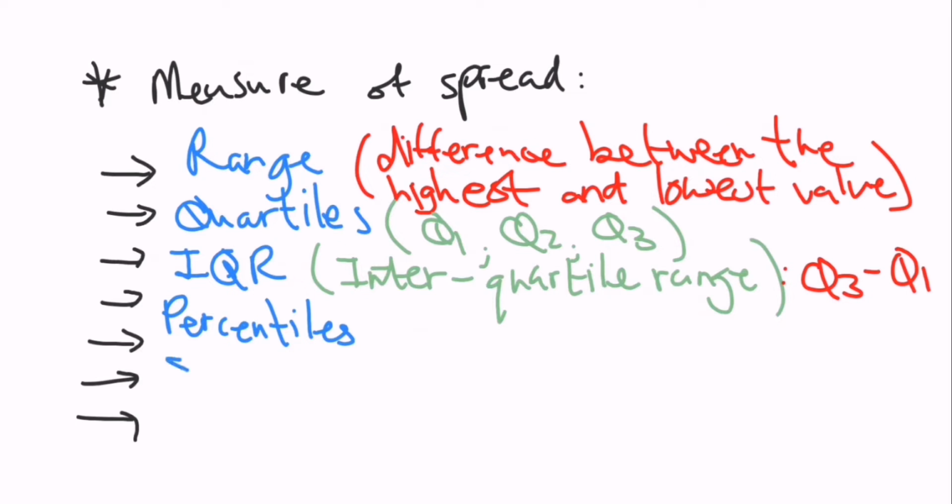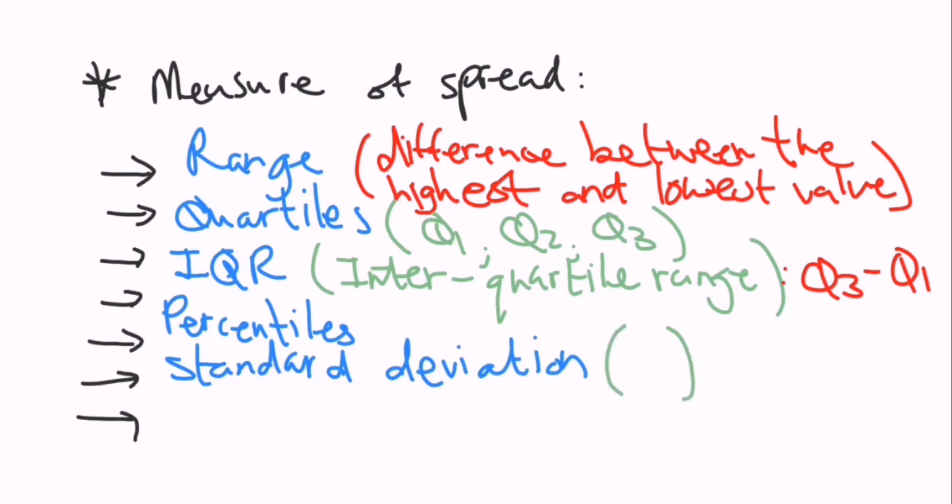Standard deviation. This also speaks of the spread of the data. Deviation means to deviate from the mean. And standard deviation is represented with a sigma, the Greek sigma letter. That will look something like this in your calculator. Something like that.